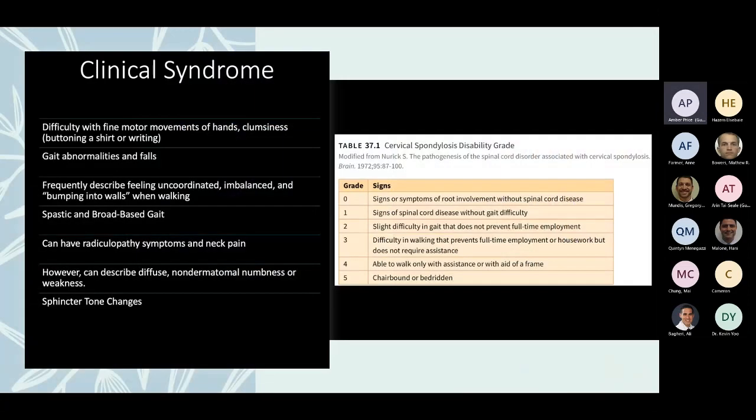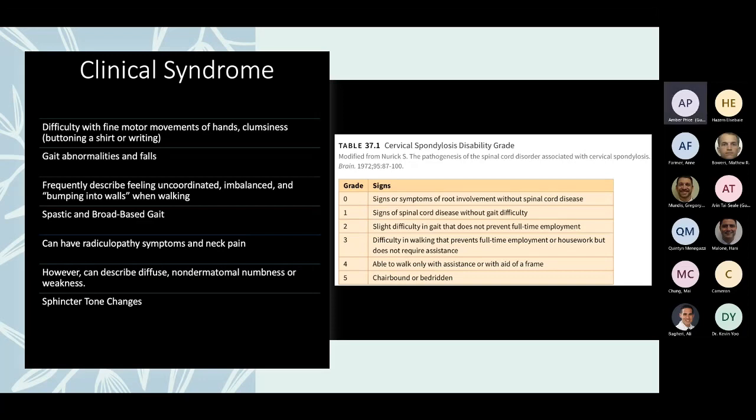So a little bit about history and physical exam. It's a clinical syndrome characterized by difficulty with fine motor movements of the hands. Patients will often describe difficulty buttoning shirts or writing, decreased grip strength, which can present as frequent dropping of items, gait abnormalities and falls. So it's important to inquire about any recent history of falls. Sometimes patients will say they feel uncoordinated or they are bumping into walls when they're walking.